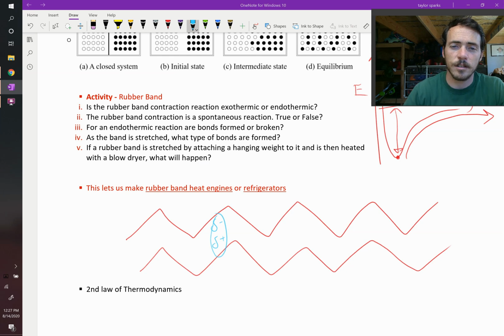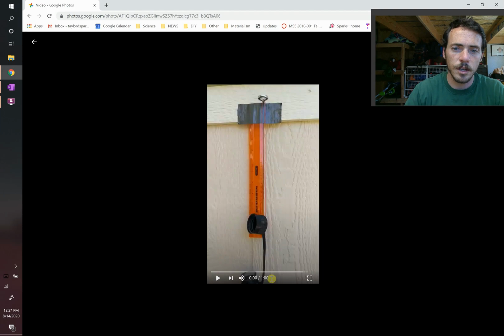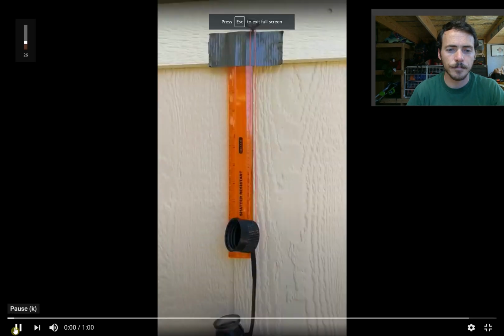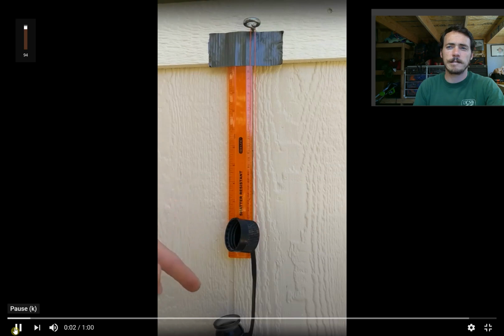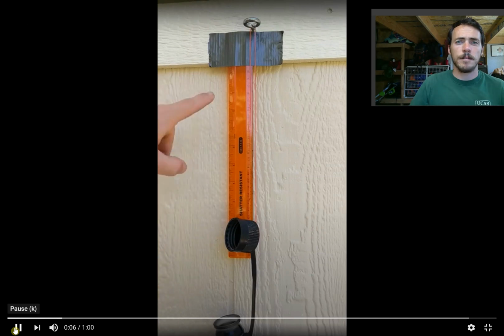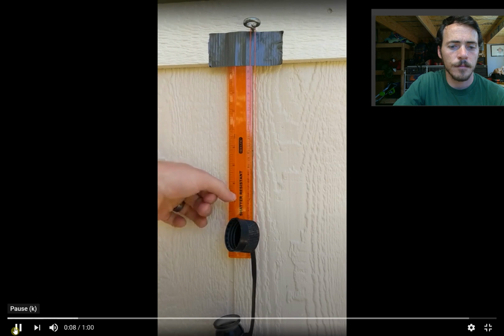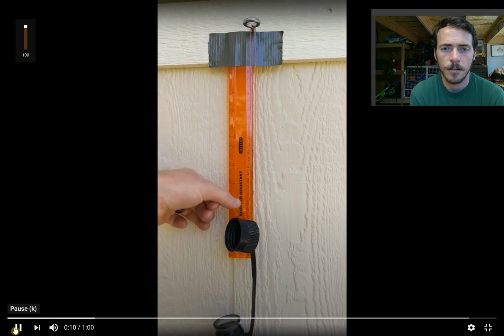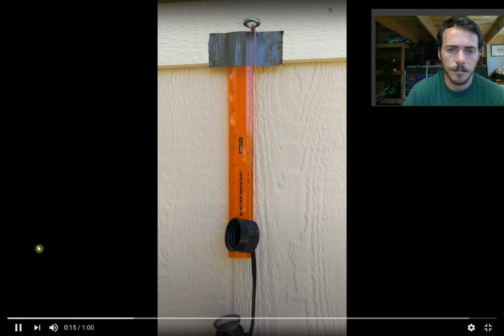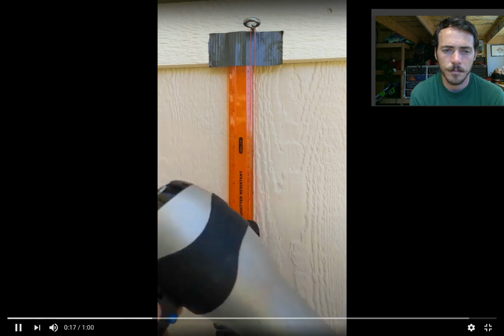Okay, let's take a look. I did this experiment for you just a moment ago. So let's see how it looks. What you see here is a bottle hanging on a rubber band. You see a ruler that's going to allow us to mark this spot here. You see that little black spot, which by my eyes is right around maybe 22.5 centimeters. Now we're going to take a blow dryer and we're going to turn it on.